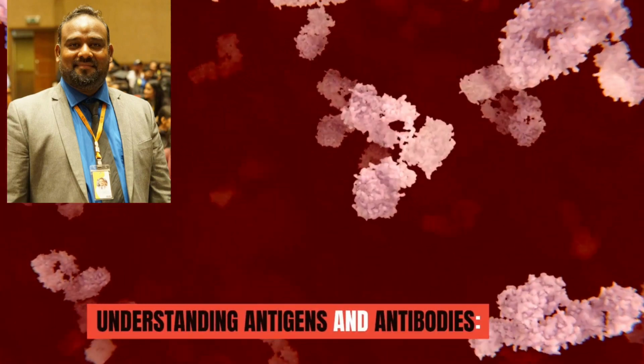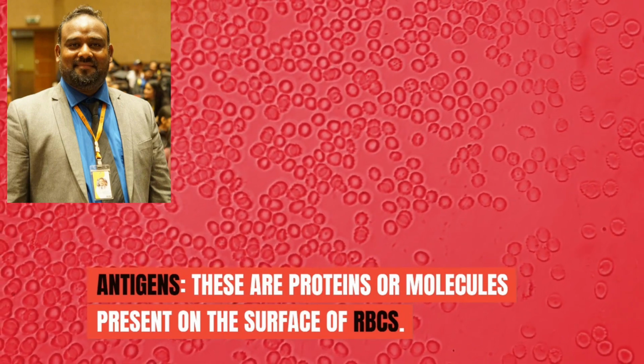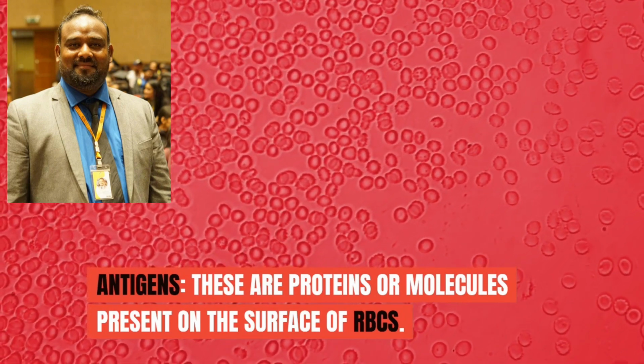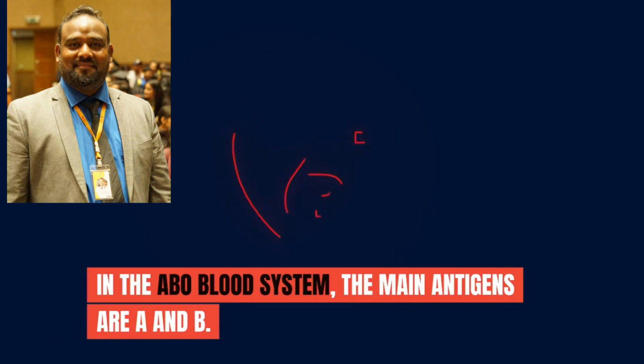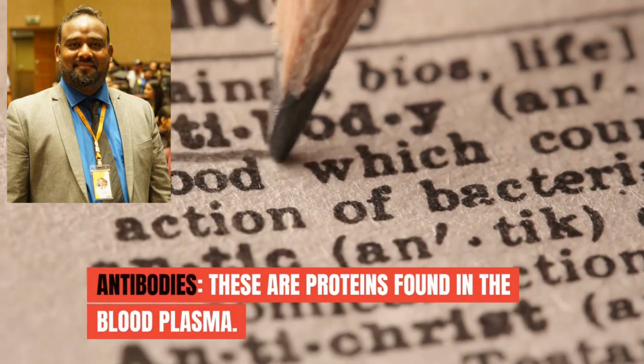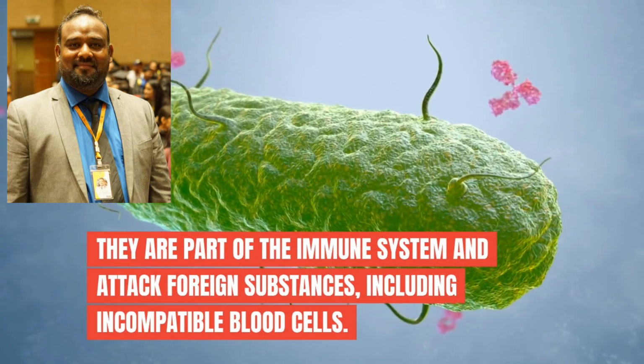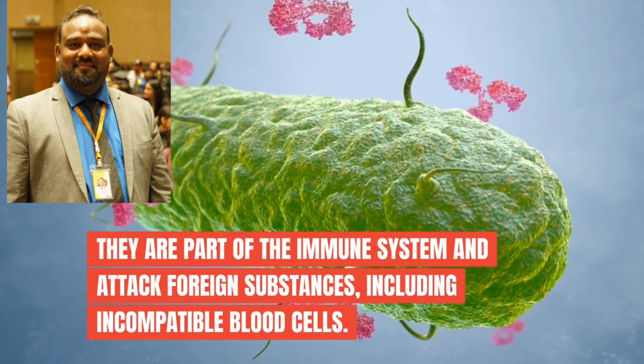Understanding antigens and antibodies. Antigens: these are proteins or molecules present on the surface of RBCs. In the ABO blood system, the main antigens are A and B. Antibodies: these are proteins found in the blood plasma. They are part of the immune system and attack foreign substances, including incompatible blood cells.